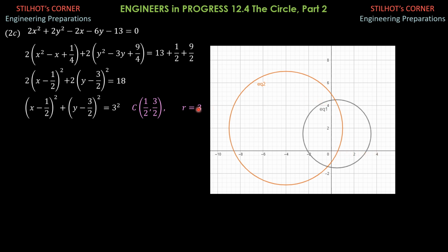So for the second circle, x squared plus y squared plus 8x minus 4y minus 5 equals 0. Let's complete the square in x. x squared plus 8x plus 16. 1/2 of 8 is 4, 4 squared is 16. Plus y squared minus 4y plus 4. 1/2 of negative 4 is negative 2, and negative 2 squared is 4.